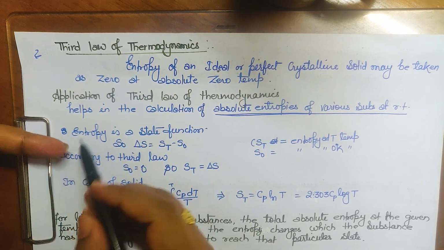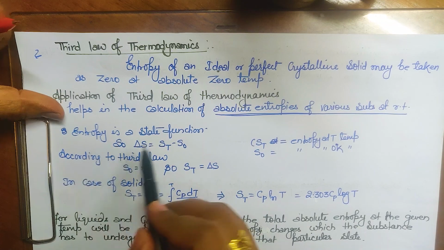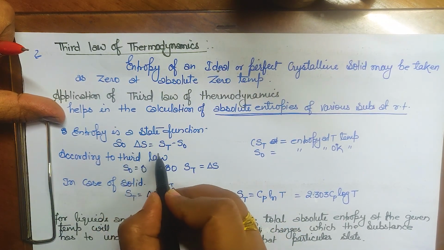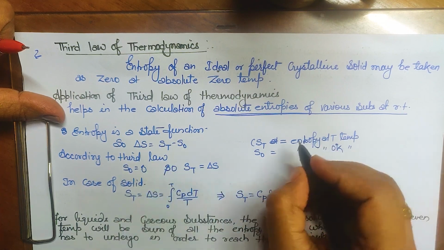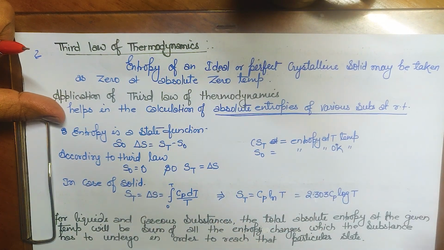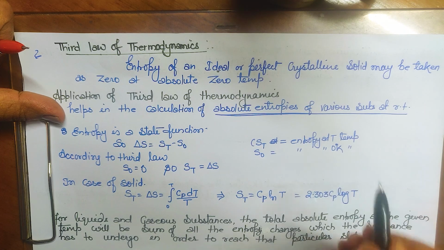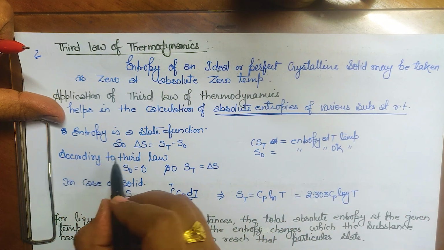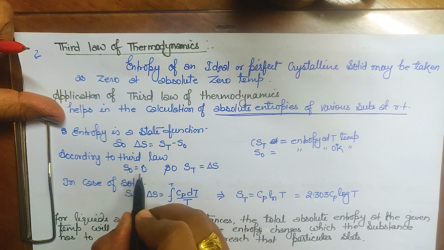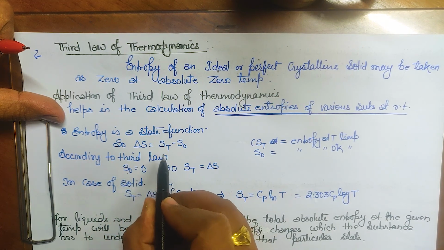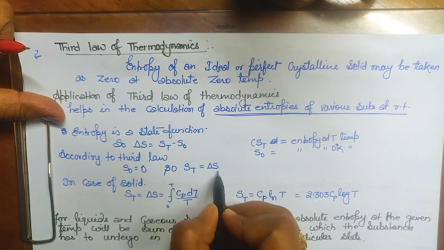As for example, how to get this? Entropy is a state function, so can I write delta S is equal to St minus S naught. What is this? St is the entropy at the T temperature and S0 is entropy at 0 Kelvin. Okay, so according to third law it will be 0, so if we take S0 it will be considered as 0, so St will be delta S, isn't it?